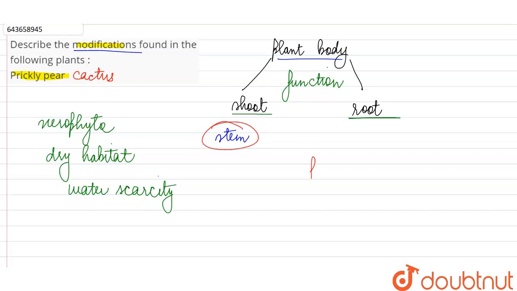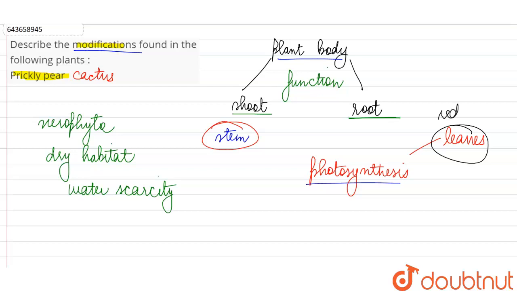Generally, the function of photosynthesis in the plant body is mainly for the leaves. The leaf is the flattened, expanded part of the shoot system, which is green, and where photosynthesis occurs, the plant makes its food. But in the cactus, what happens? These leaves are very reduced.